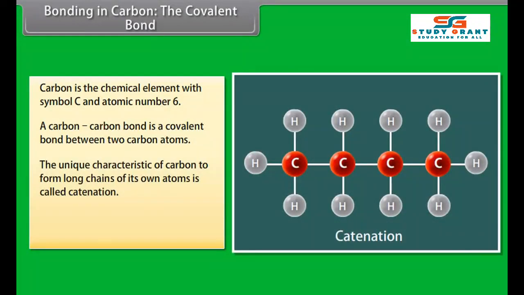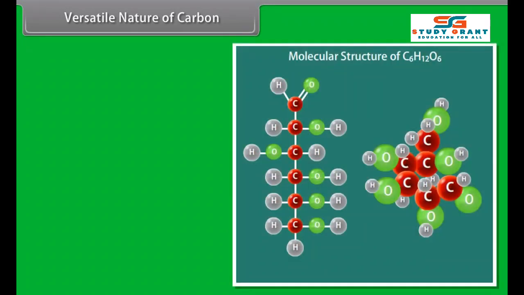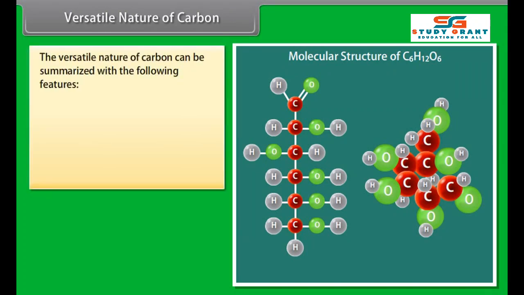Carbon also has the unique characteristic to form long chains of its own atoms. This property is called catenation. The allotropes of carbon are graphite, diamond, and amorphous carbon. Versatile nature of carbon. Organic compounds are made up of carbon, hydrogen, oxygen, and a few other elements. The unique nature of the carbon atom and the arrangement of the bonds carbon forms with other atoms enable formation of organic compounds.